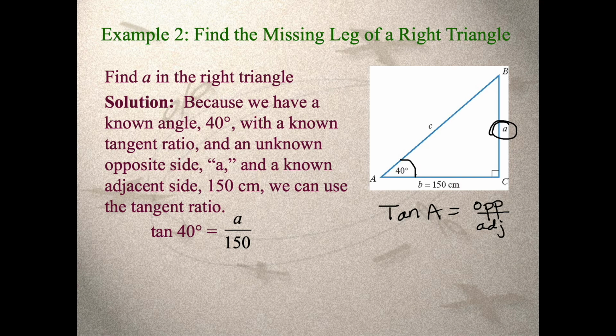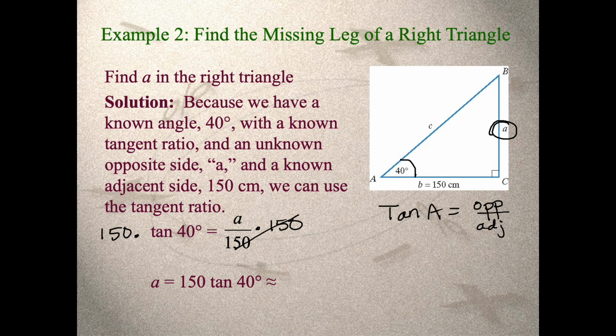Now that we filled in what we know, we can use this now to solve for A. So to get A by itself, we want to get rid of the denominator here, so we can multiply by that least common denominator, 150, but if I multiply it to the right, I have to also multiply it to the left. So that's going to cancel our 150s on the right. So now we have the A all by itself, and it equals 150 times the tangent of 40 degrees.